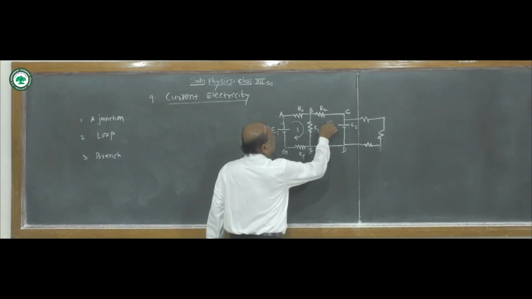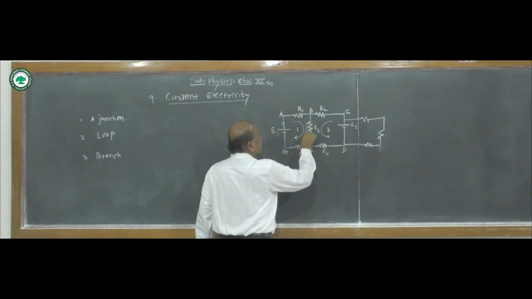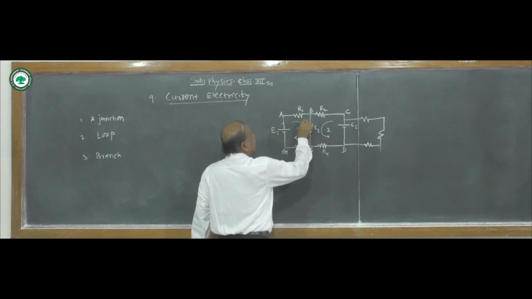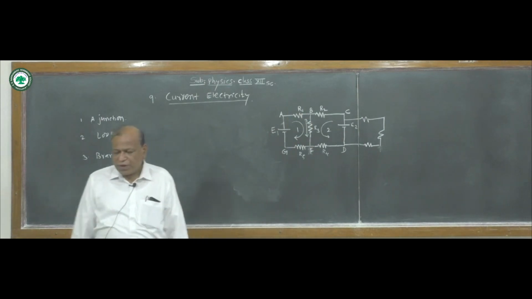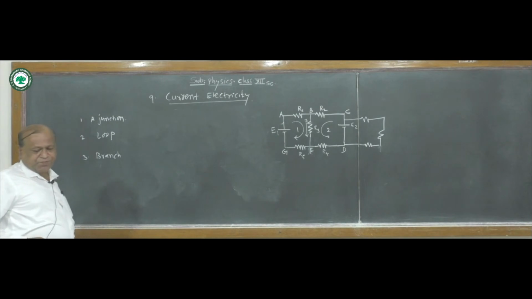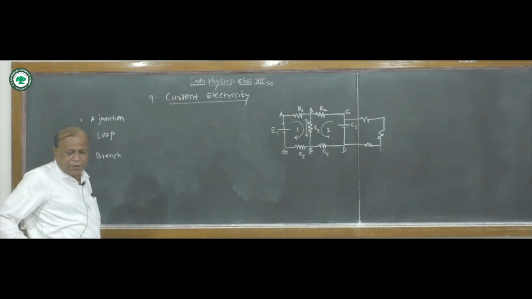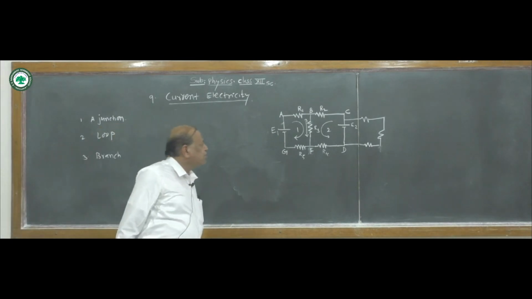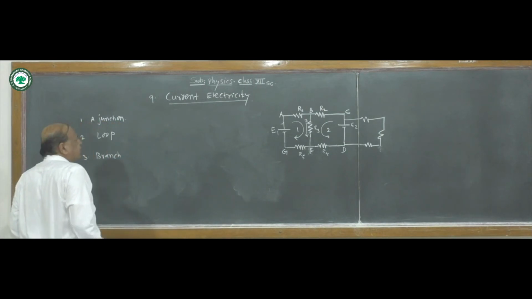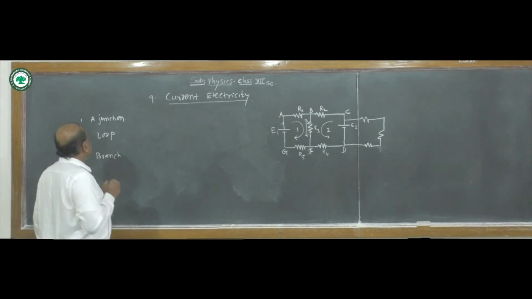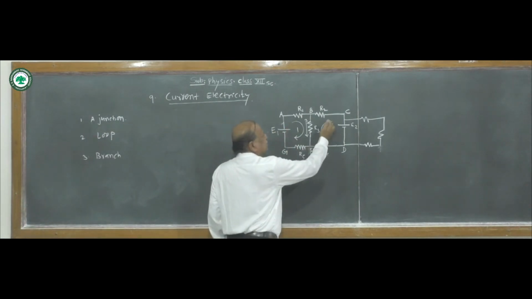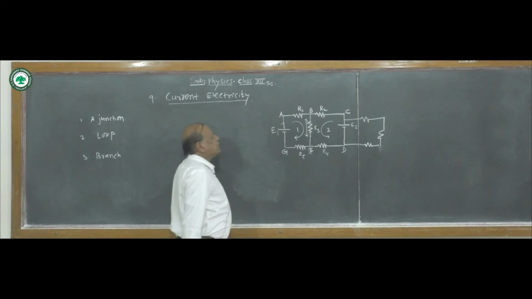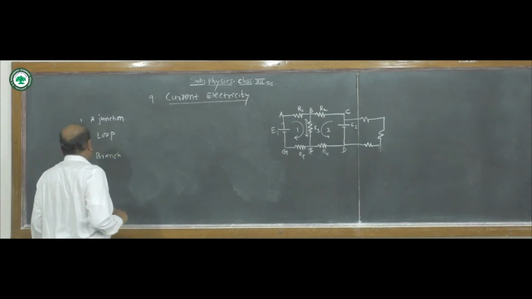Now here we consider this loop. This is loop 2. This is a loop, suppose 3. Understand what it means by loop? Any closed conducting path in an electrical network is called a loop. Okay, this is loop 1, this is loop 2, this is loop 3, and so on.